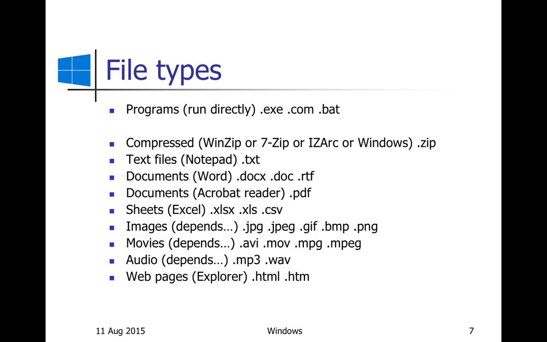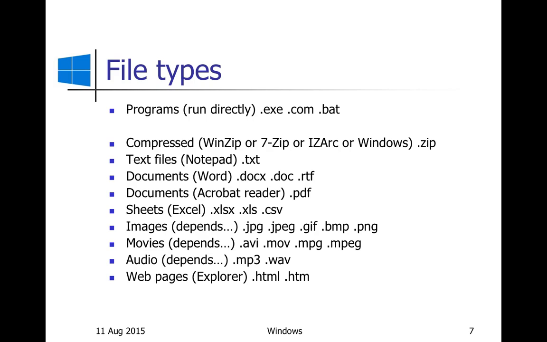JPEG, JPG, GIF, bitmap, PNG are all typical image extensions. Probably your mobile phone or your camera, if you still have one, produces JPG files. When you double click on them, it depends on which program you have installed. Each operating system has a standard, very basic previewer, but you may have Photoshop or many other programs installed.